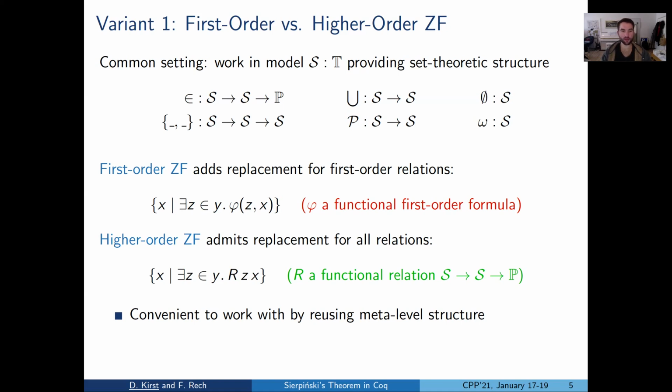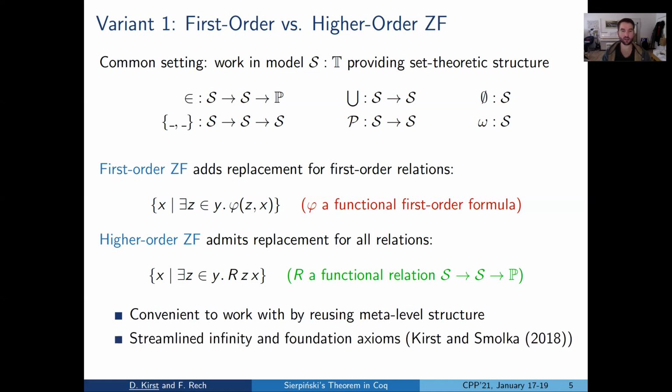And it's easier to work with, because whenever we apply it, it suffices to write down a relation in Coq, which is easy to do. And we don't have to write down a relation as a first-order formula, which would be harder to do. And we can now even use more of Coq's expressivity to streamline some other axioms, and by this get a rendering of higher-order set theory that is really convenient to work in.